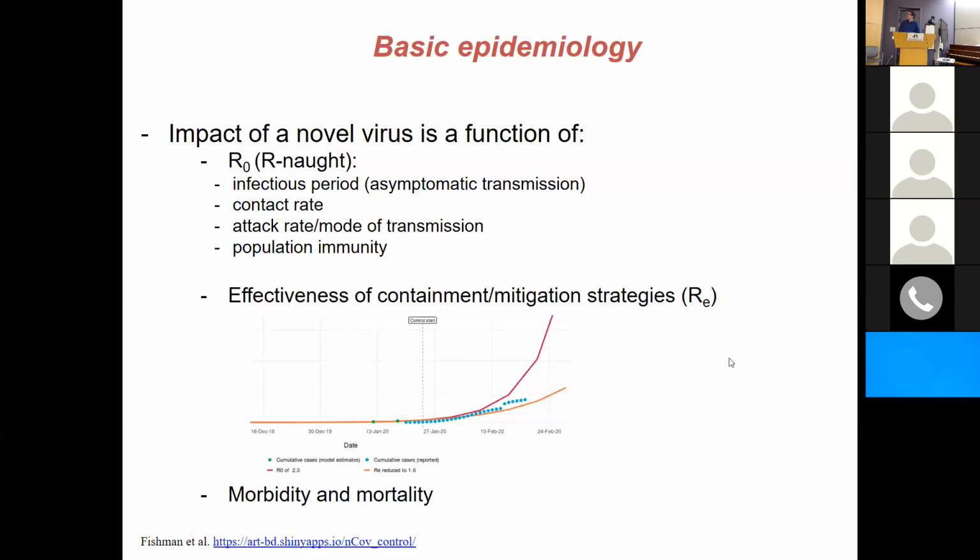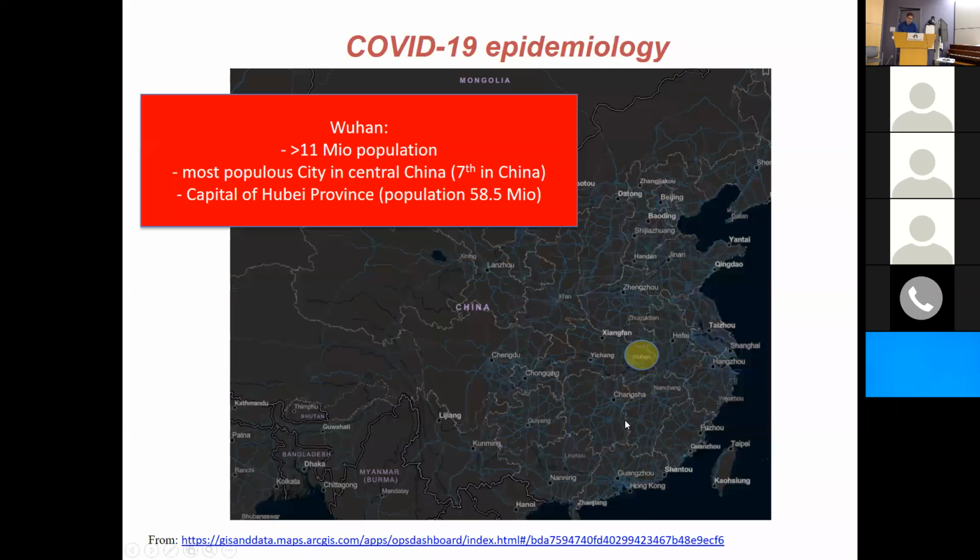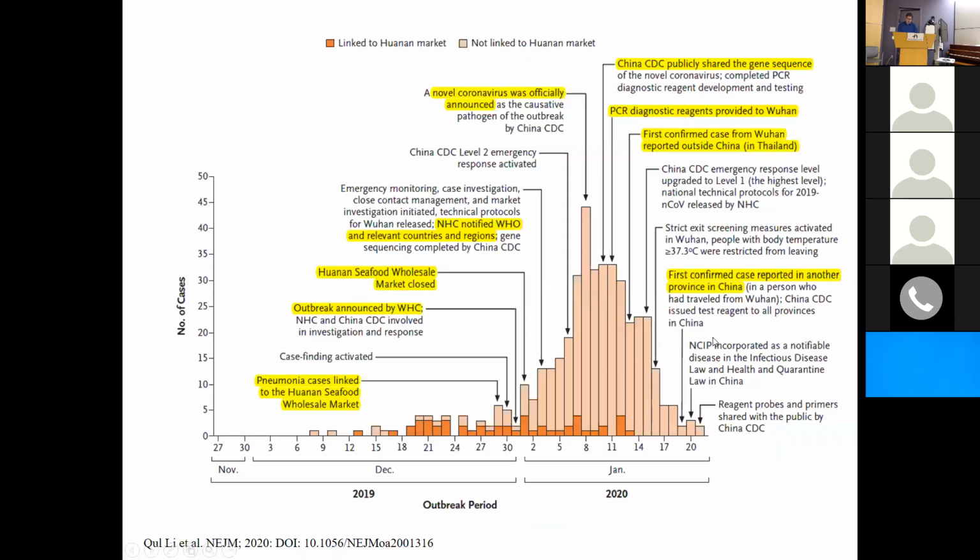In the meantime, probably everyone knows where Wuhan is, roughly 11 million people living there, the 7th largest city in China, the capital of Hubei province, which has a total of 60 million people living there. This is in a nutshell what happened, just as a reminder.